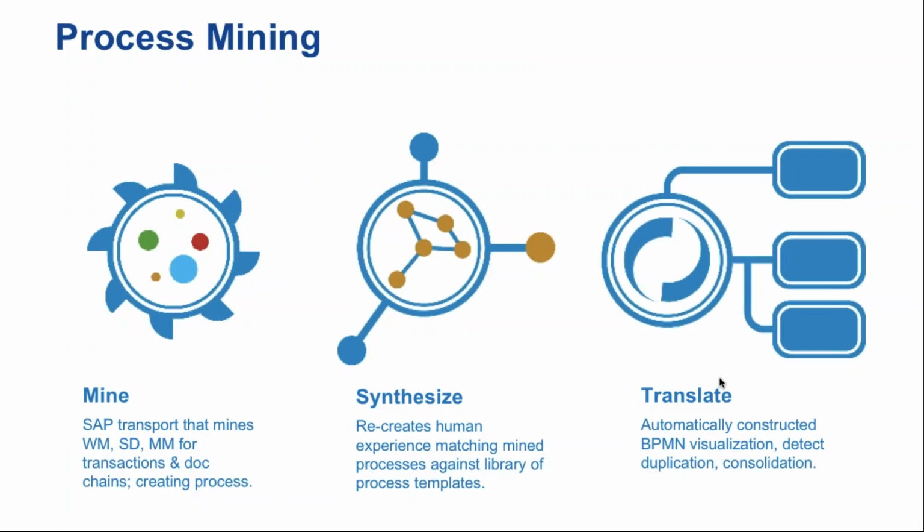So the first thing that we do with process mining is we mine the actual data out of the SAP database. So we're going to use a transport. We're going to take a look at the real assets that have been generated by the performance of business process in the normal course of business in that system. And we're going to look at what's called the document chains that are generated in SAP. These are really the archaeological records that we harvest in order to get insight into what's going on as far as business process.